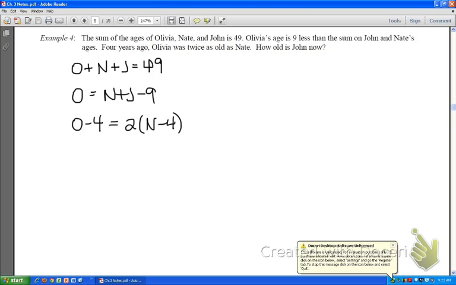All right, so now I've got 3 equations. You just go about solving this however you need to. Try and find the most efficient method. The first thing I'm going to do is clean up that last equation. So I am going to write this as O minus 4 equals 2N minus 8 so that I don't have any parentheses. All right, where do you guys want to start?